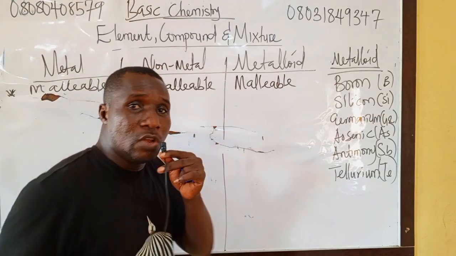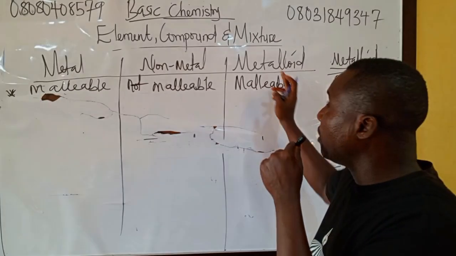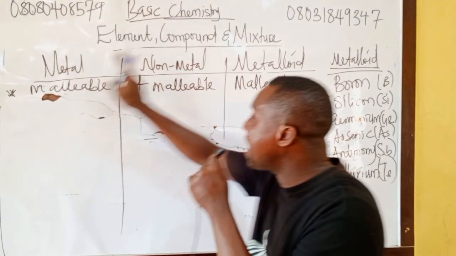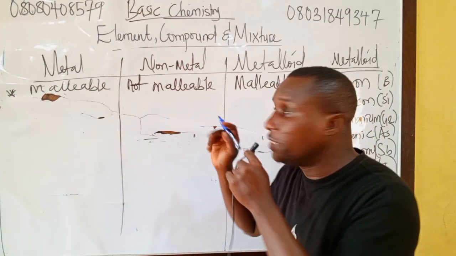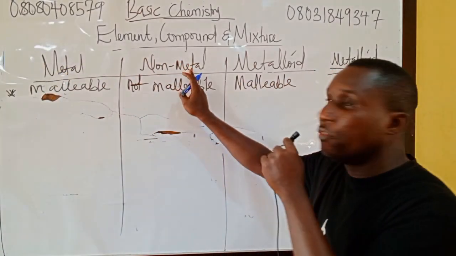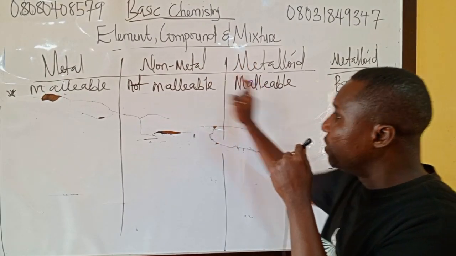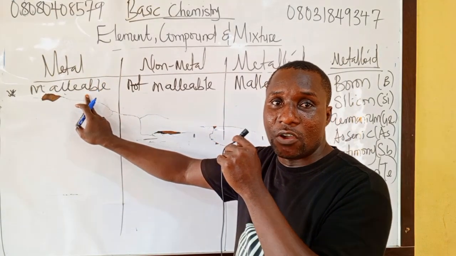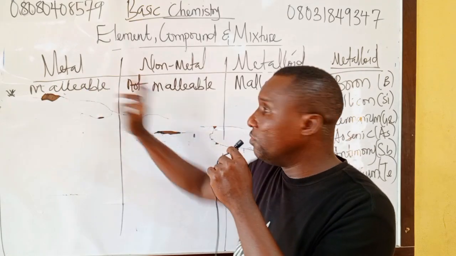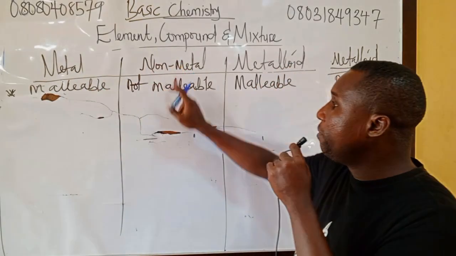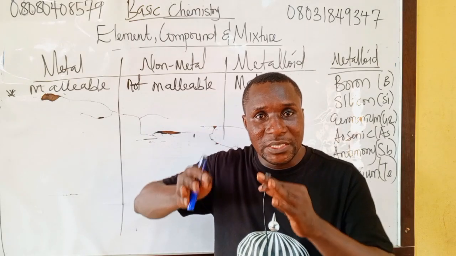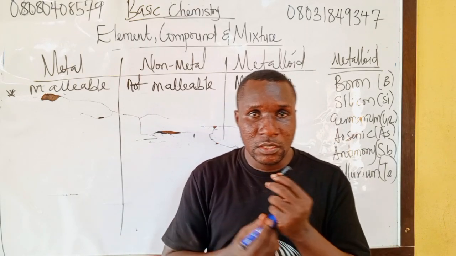And don't forget, metalloids can exhibit the characteristics of metal and non-metal. Take note of that, I repeat. Metalloids can exhibit the characteristics of metal and non-metal. It is malleable, which means it is exhibiting the characteristic of a metal. Metalloids are malleable. Metals are malleable. But non-metals are not malleable. Malleability means it can be beaten into a thin sheet.